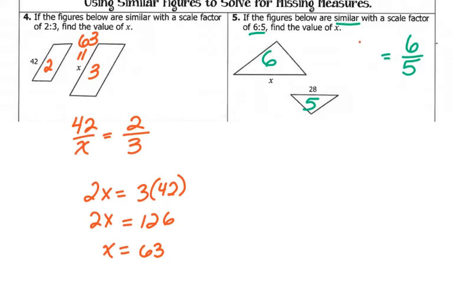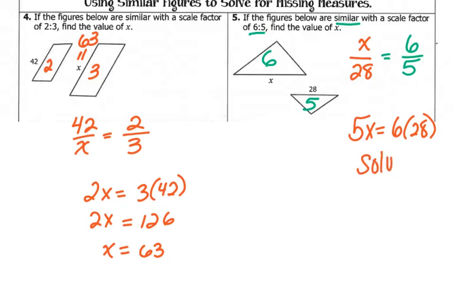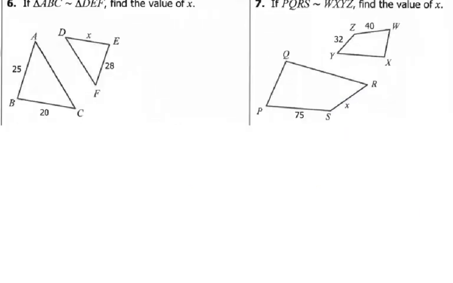And so x is going to be on the numerator because it's on the same triangle where the 6 is located, and then 28 will be on the denominator. And same idea, you'll go ahead and cross multiply. And in some cases like this, when you actually solve, you might end up finding that you have a decimal, and that's okay. All right, so go ahead and finish that up on your own, and let's see what else we have here.